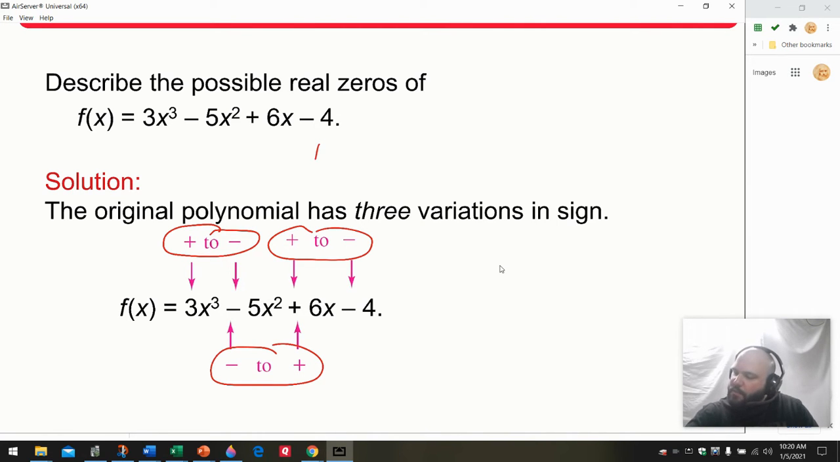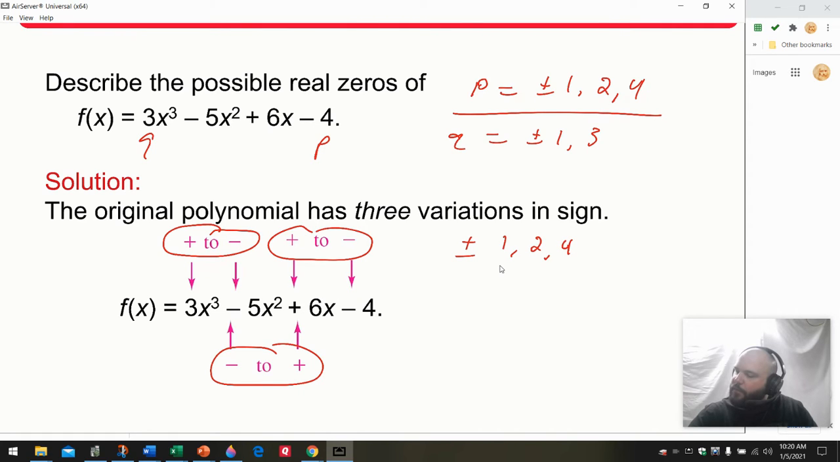So let's actually do the P over Q for a second. So here's P, there's Q. So P is going to be plus or minus 1, 2, and 4. Q is going to be plus or minus 1 or 3. So listing all of these numbers out, we would have plus or minus 1, 2, 4, 1/3, 2/3, and 4/3.